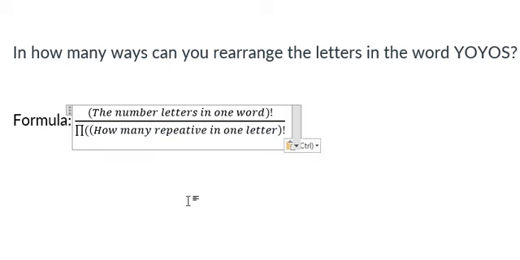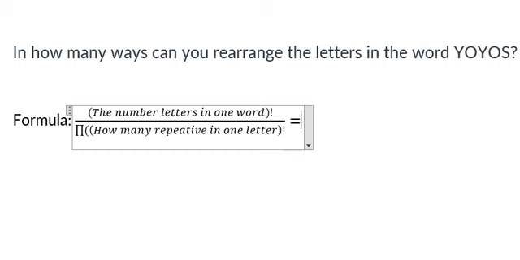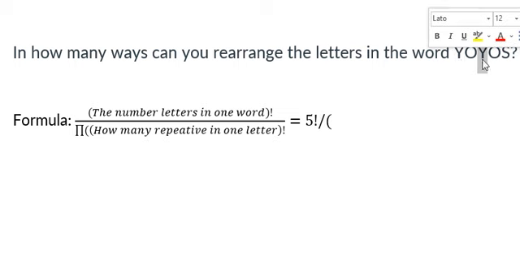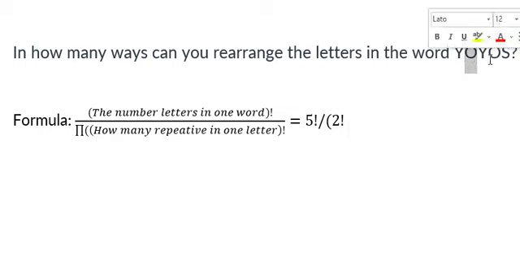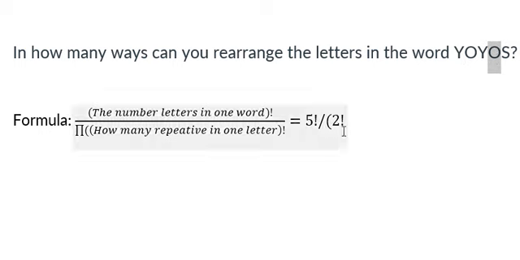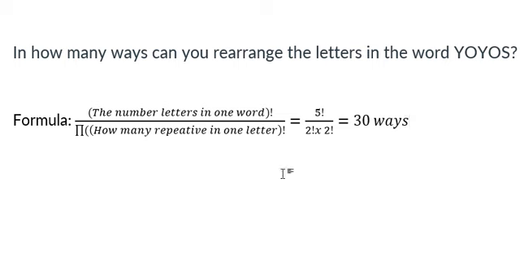For example, we count this one and we have 5 letters, so we need to put number 5 in here, and we can see that we have 2 letter Y's. That means they repeat 2 times for letter Y, so we put number 2 factorial. We see that we have 2 letter O's, so we need to divide by number 2 factorial again. So we calculate this one and we have 30 ways. And that is the final answer.